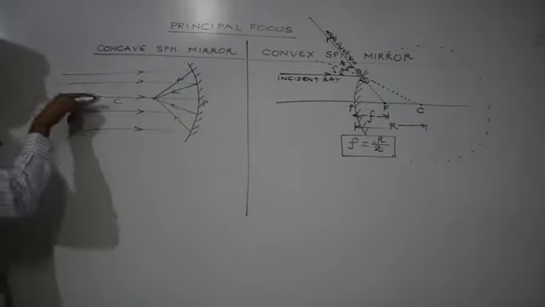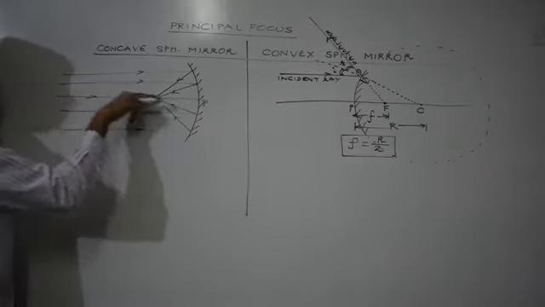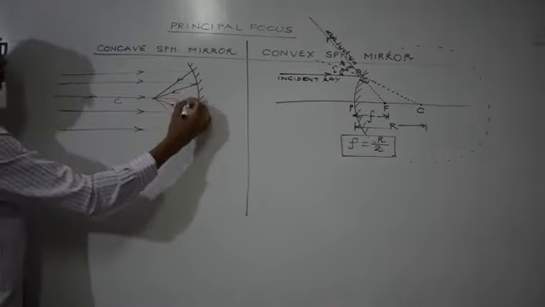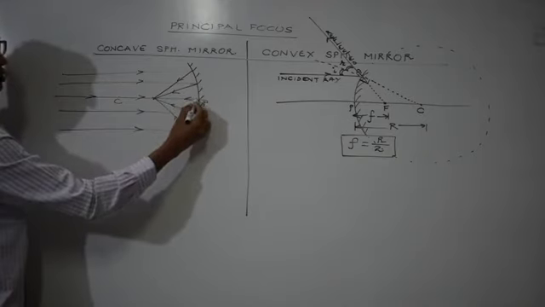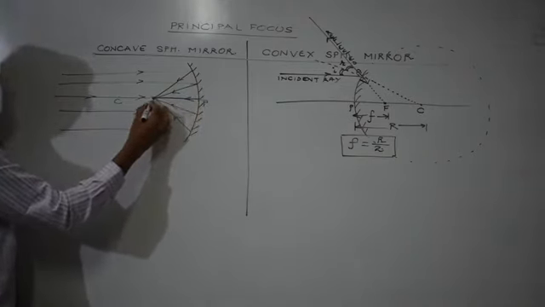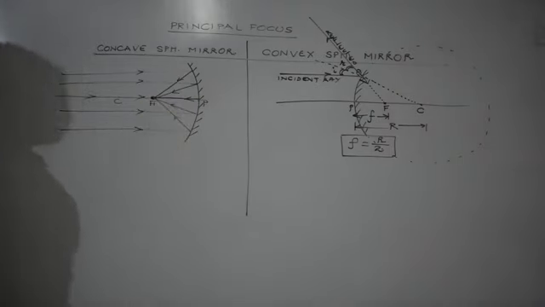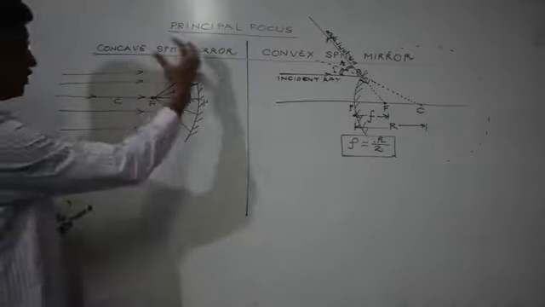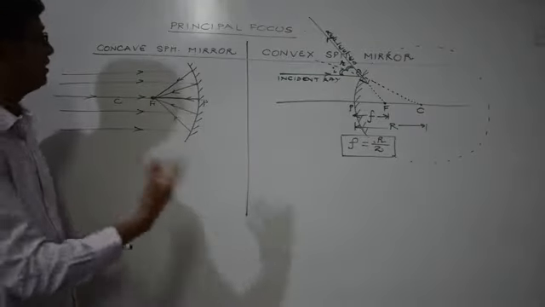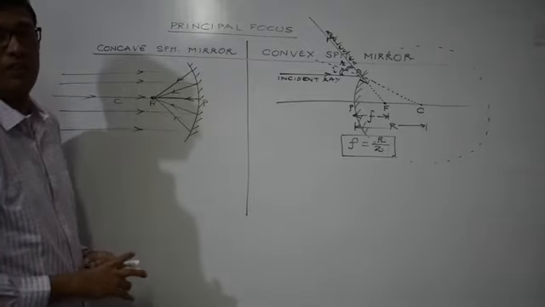And this is the normal at point P. So the incident ray is making an angle of 0 degrees with the normal, so the ray after reflection will retrace its path in the opposite direction. So all these reflected rays are converging at a particular point. This point on the principal axis is known as the principal focus. It is converging. So that is the reason why a concave mirror is known as a converging mirror as well.